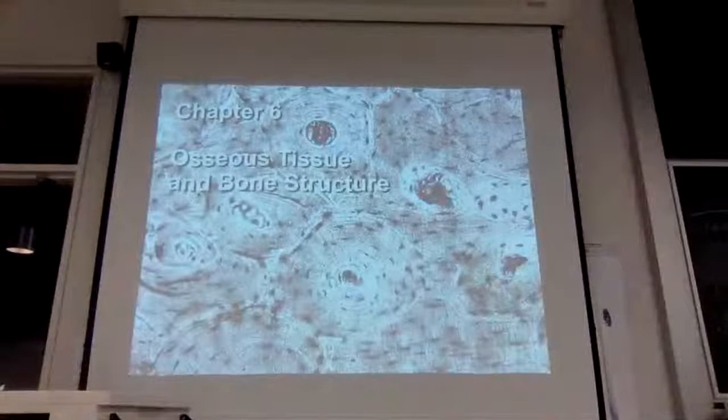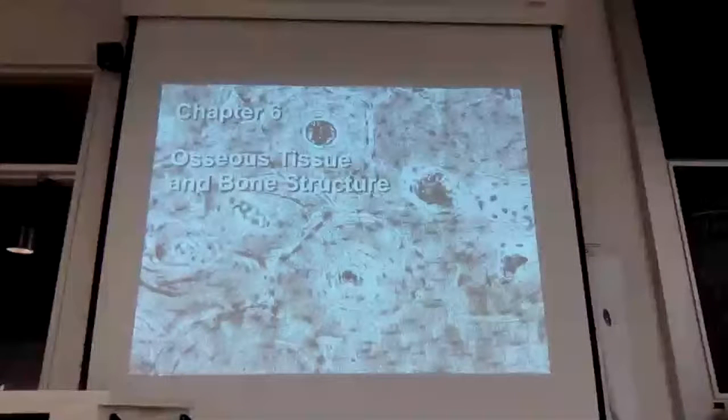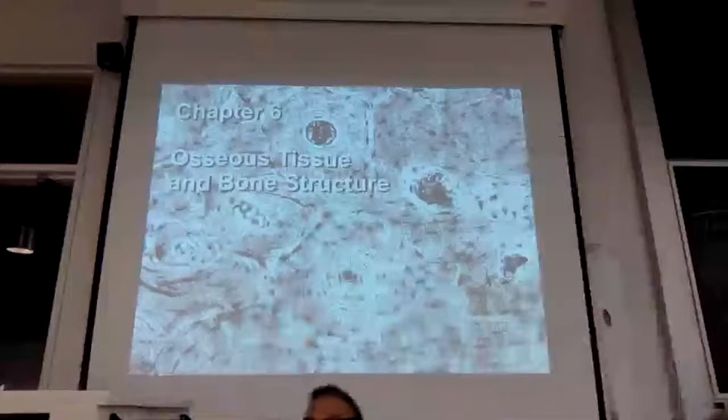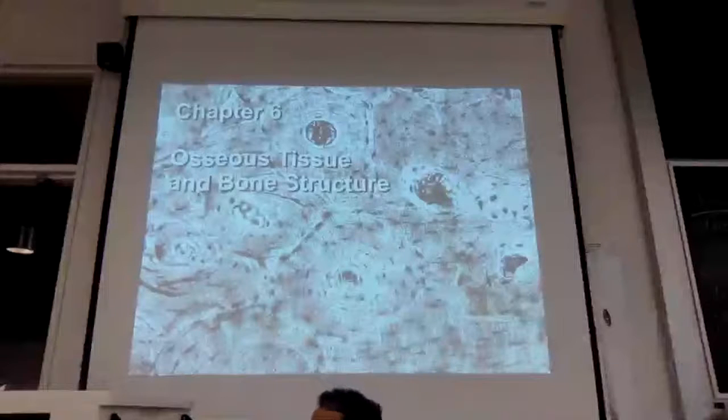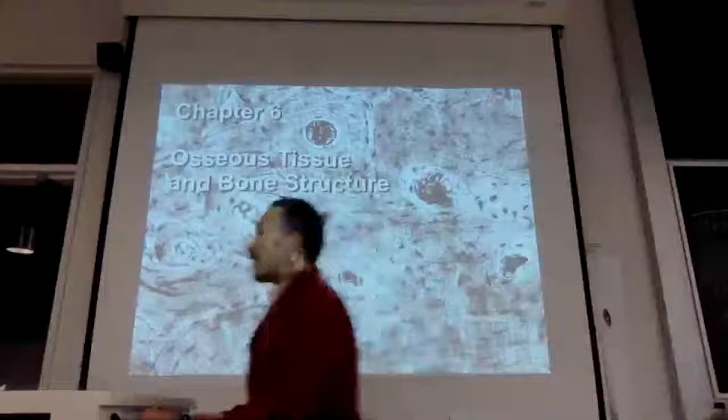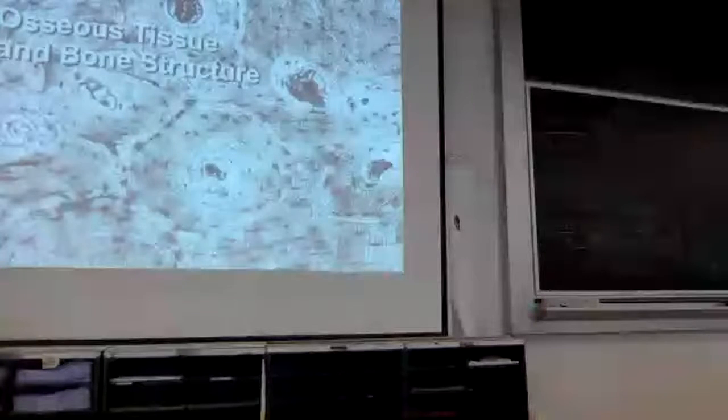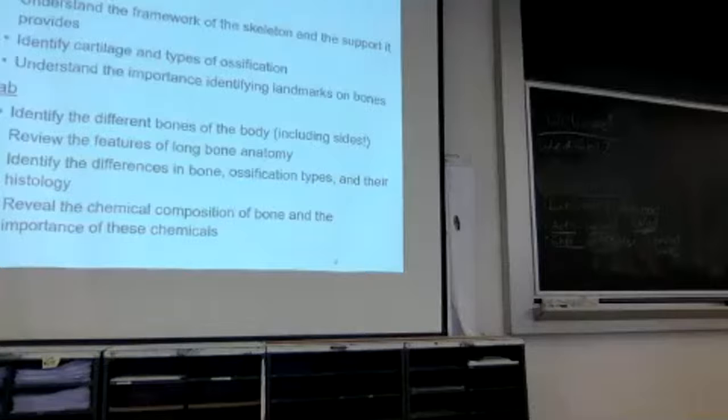On Wednesday, we're going over now the last stuff. We're going over our next type of tissue, osseous tissue and bone structure. We're going to focus on cartilage and bone. So we're starting our chapter on cartilage and bone.